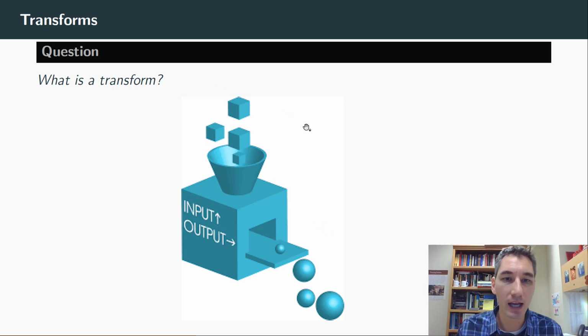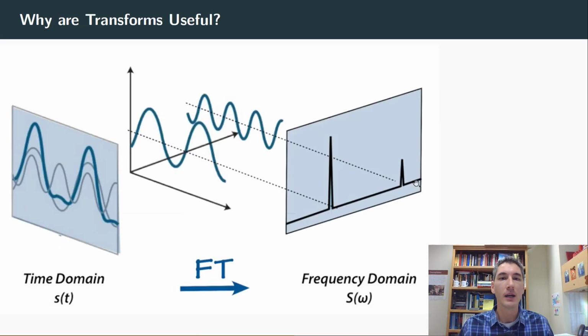All right, so it's going to have some input function and then some other function is going to be output. And we're going to do this because the output function is going to carry over properties of the input function that we're interested in, the same way that differentiation carries over properties about the slope of the input function, right? This notion of transform is all about how one thing gives you properties about the other thing, okay? And why is this useful?